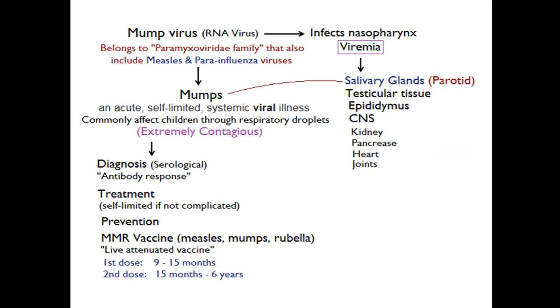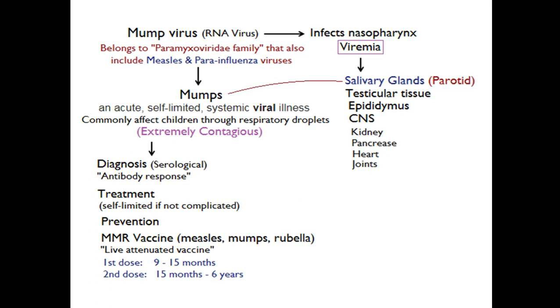Now, here we will briefly discuss an overview of the inflammatory conditions that occur in the salivary glands. The mumps is caused by the mumps virus, which is an RNA virus, and which infects the nasopharynx, causing viremia. By viremia we mean when the virus circulates in the blood.